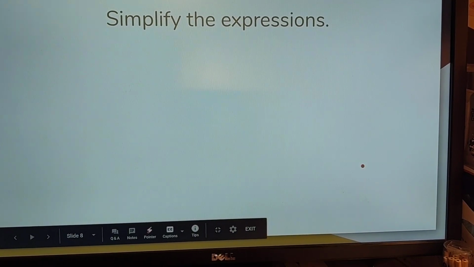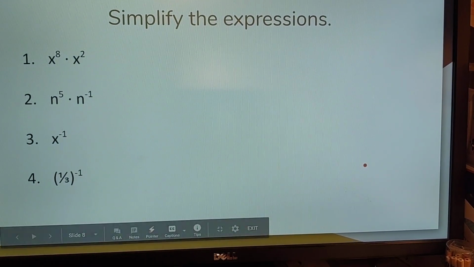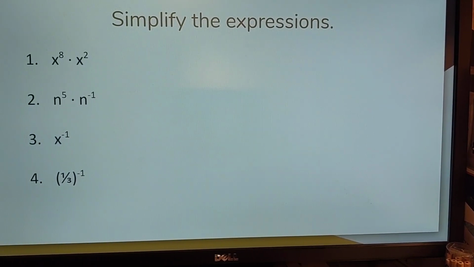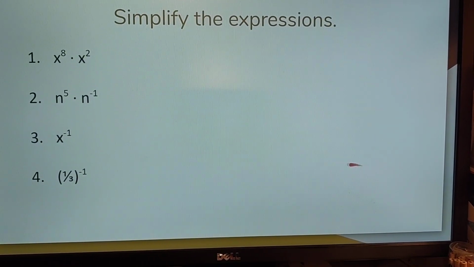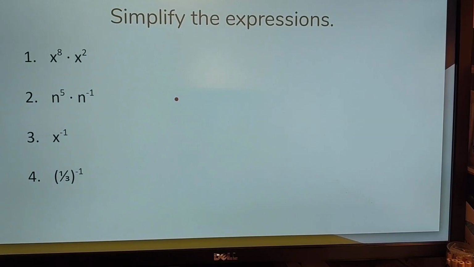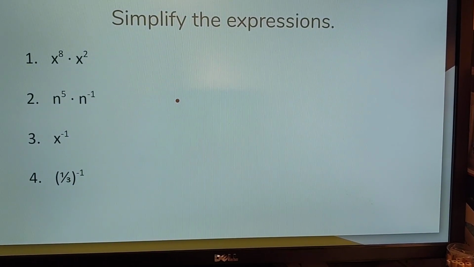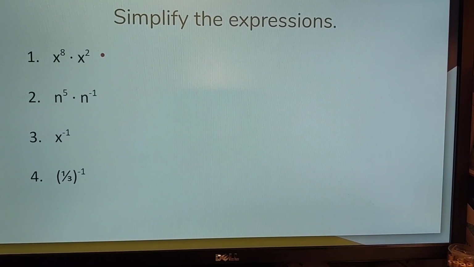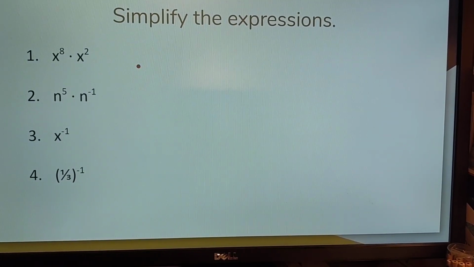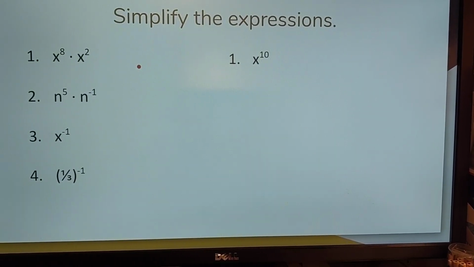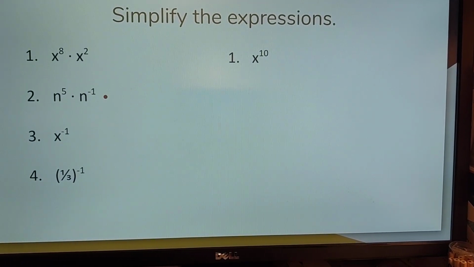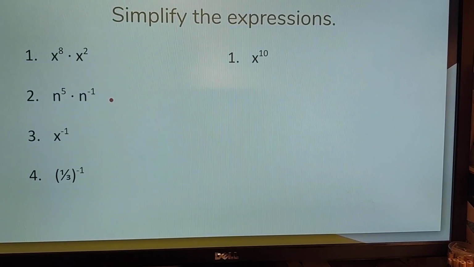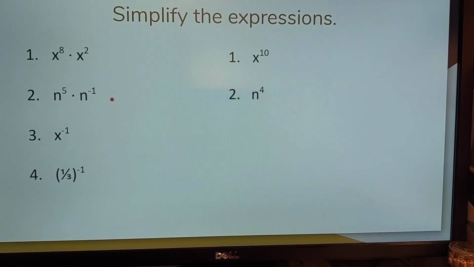All right, now I would like you to simplify these 4 expressions. We're going to go through these one at a time, but if you want to pause the video and do your work, you can then resume. Let's take a look at number 1. x to the 8th times x squared. Multiplying like bases, so I'm going to add the exponents. If you said x to the 10th, correct. Same thing, number 2, multiplying like bases. Let's add the exponents. That would be n to the 4th power.